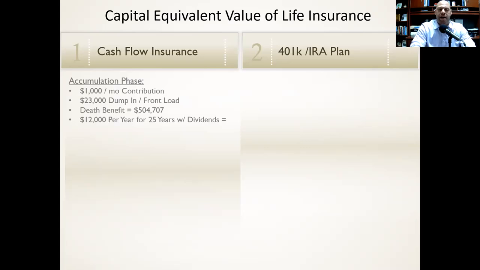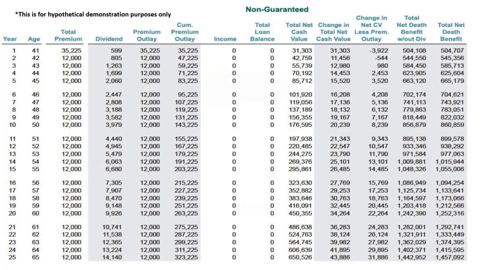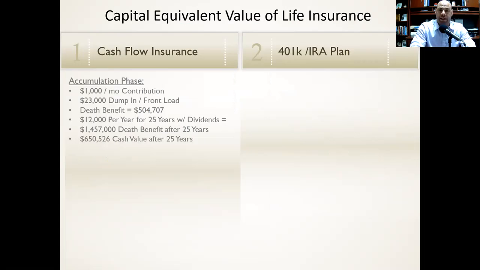Okay. So $12,000 per year for 25 years with dividends. I'm projected to have nearly a $1.5 million death benefit after 25 years. And my cash value will grow to about $650,000. So $650,000. So there you go. So what is the rate of return on that savings growth? Well, on my contract at age 65, it's 4.72%.